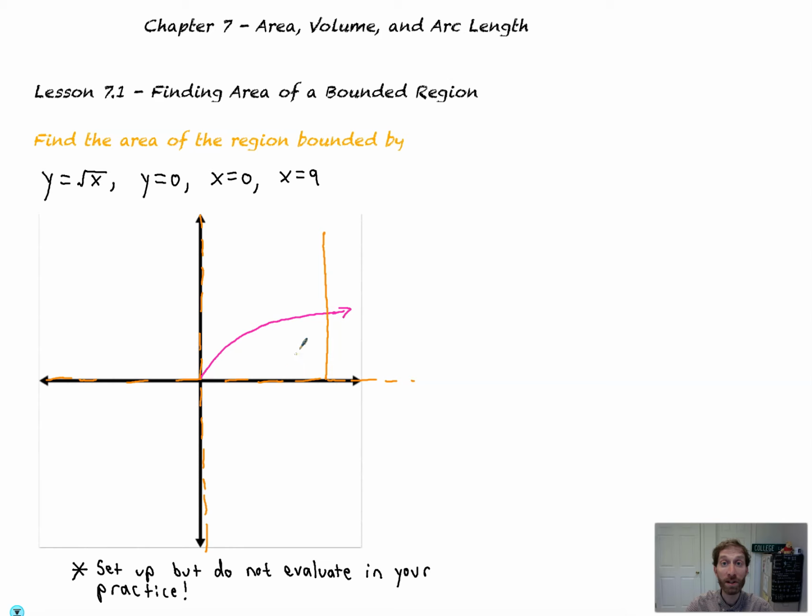So what bounds the area? X equals 9, root x, y equals 0, x equals 0. That would be this space right in here. So we're looking at that area. So the question becomes, how do we find that area?